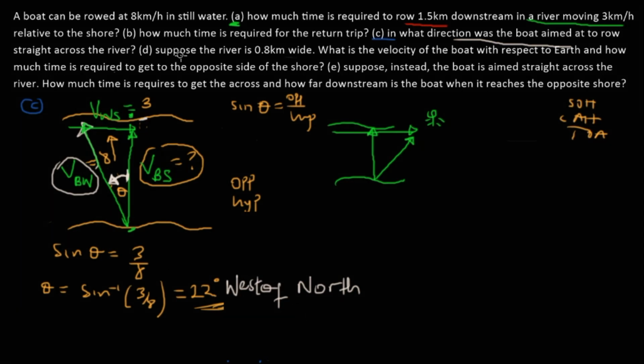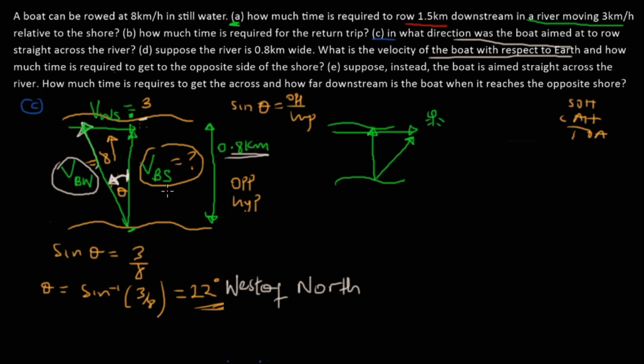Okay, question D says, suppose the river is 0.8 kilometer wide. Then what is the velocity of the boat with respect to the earth? The velocity of the boat with respect to the earth is the same as the velocity of the boat relative to the shore. The shore is just an English word, you can check that up in the dictionary.